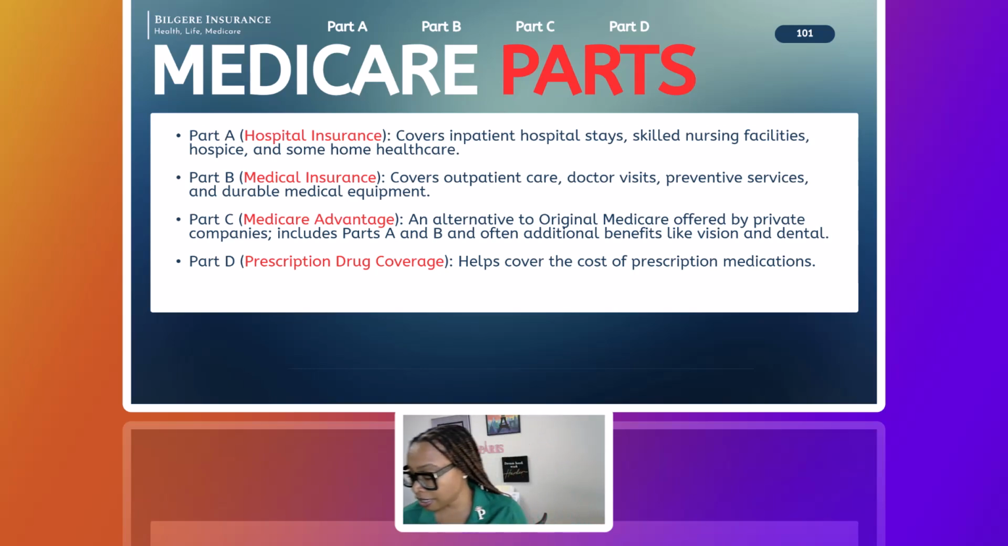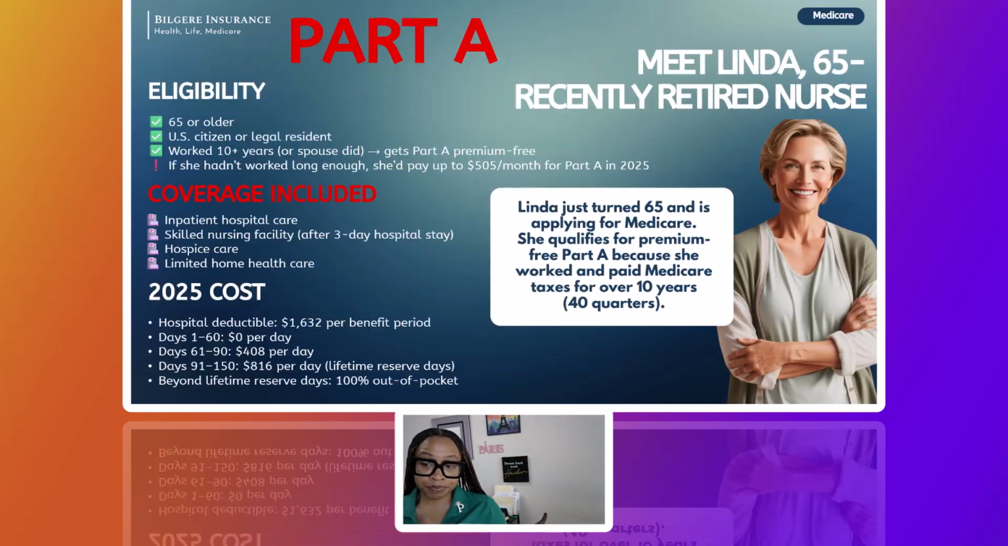Let's really start to dig into one part at a time. Let's start with Part A. So Part A right here. This is Linda. She's 65, recently retired. She's applying for Medicare. She qualifies for a premium free Part A because she has worked and paid Medicare taxes for over 10 years, which is 40 quarters.